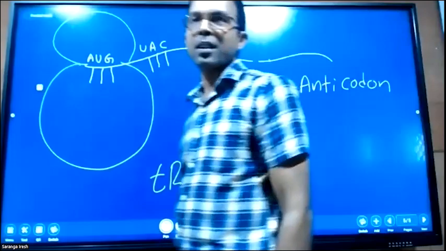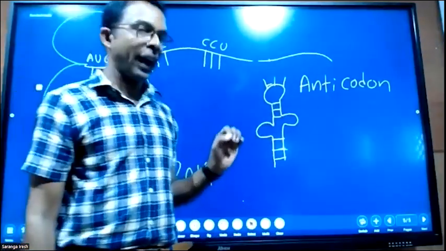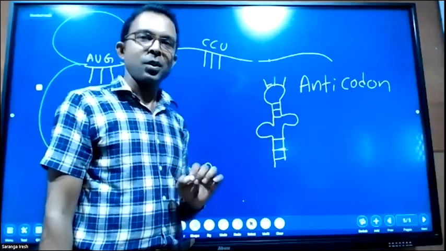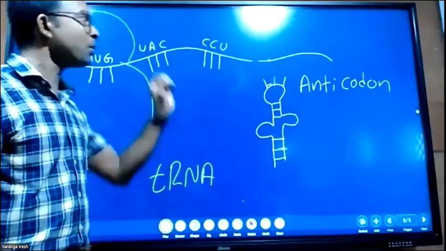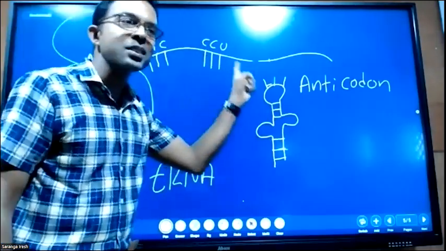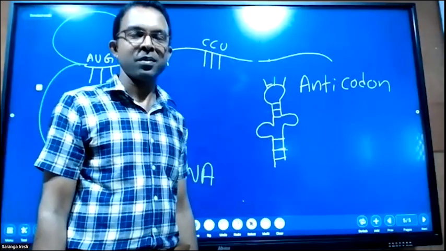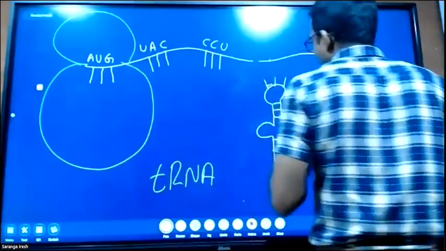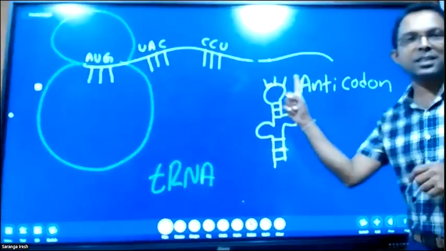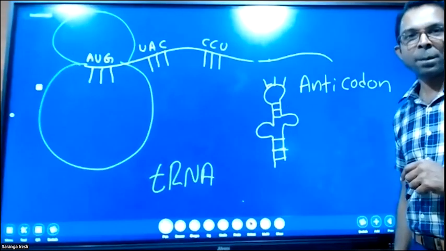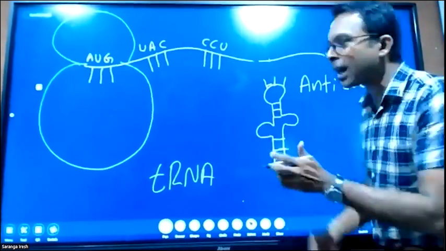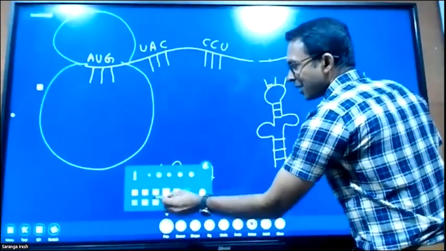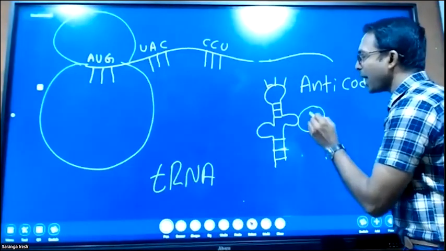Anticodon. tRNA has anticodons, which can be complementary to one of the codons in the mRNA molecule. And also, according to the base sequence of the anticodon, it can be attached to an amino acid.